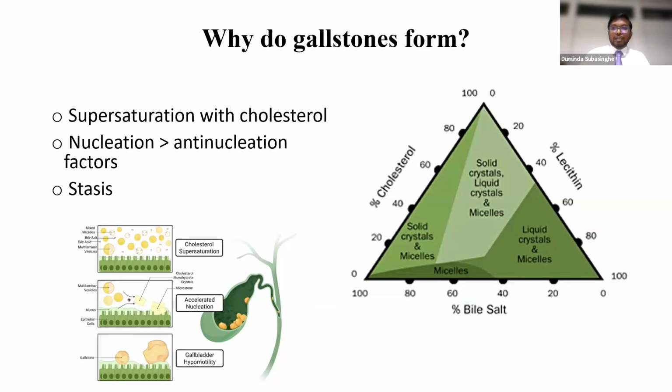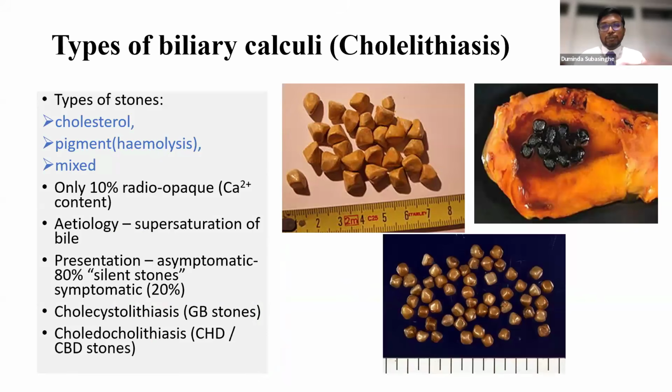Your bile is like an equilibrium between the nucleating and anti-nucleating factors. When there's an imbalance between these factors, there is a supersaturation of bile with cholesterol. This will result in stone formation. And you know the different types of biliary calculi: your cholesterol stones, the pigmented stones, and the mixed stones.